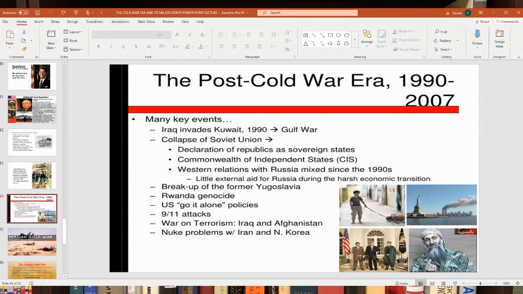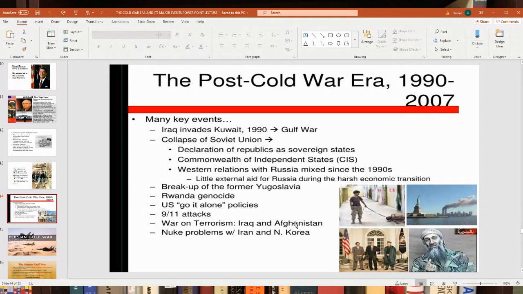The U.S. going-it-alone policy. They're talking about us going alone against terrorism in Iraq. You've got the 9/11 attacks as well. All these different events that follow. The War on Terrorism, of course, in Iraq and Afghanistan. Problems with Iran and North Korea, nuclear problems there as well. Lately, of course, there are other big problems we've had too.